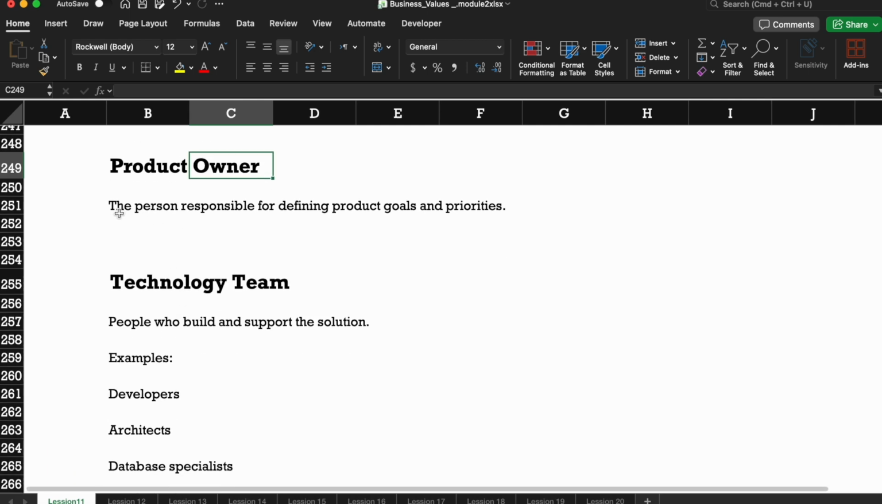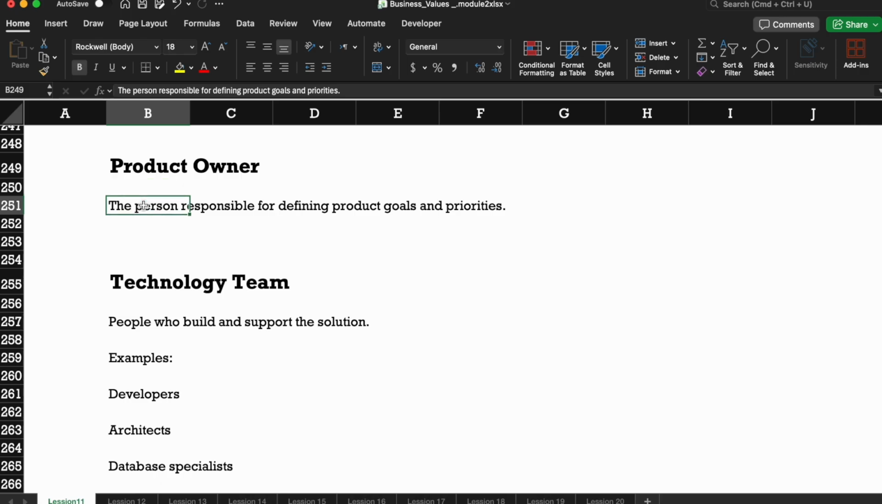Here, the product owner is the person responsible for defining product goals and priorities. This person is specifically related to a product. There will be a different product owner for onboarding and a different product owner for the lending product. Every product has a different product owner, because they are responsible for enhancing the product and keeping its quality under their goal.